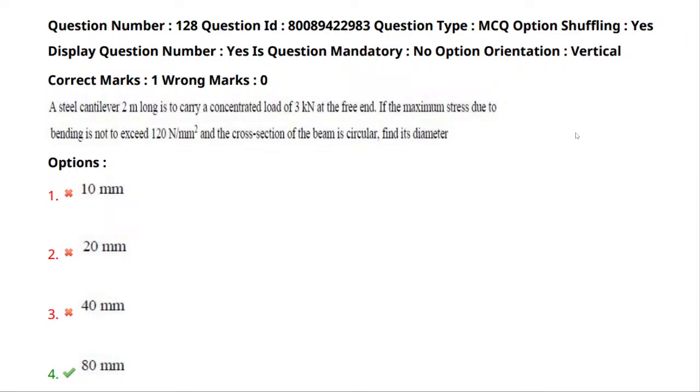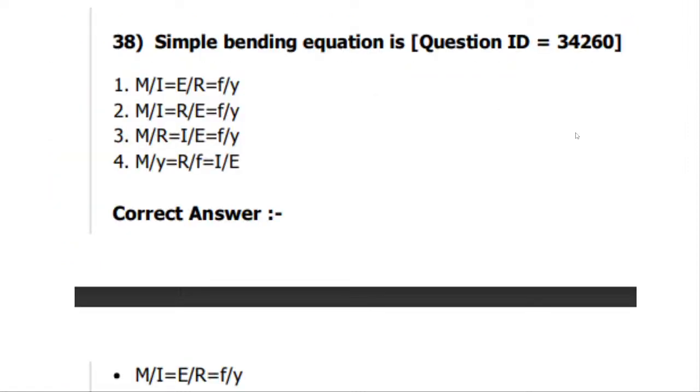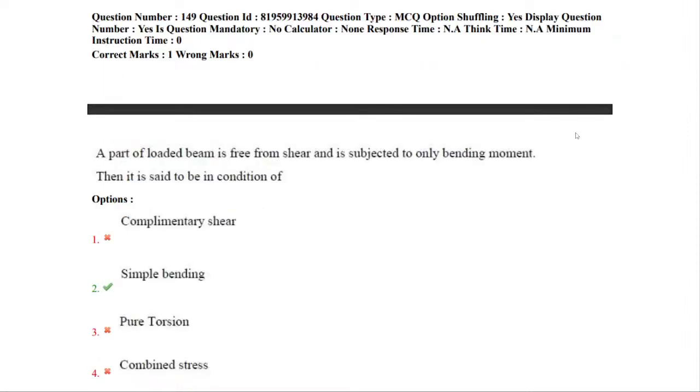So using this formula, you'll be getting the answer like this. Clear? Fine, everyone. Okay. This one you can easily say sigma by y is equal to m by I is equal to E by R, and there is nothing but option number 1 here. Sigma is shown in terms of F here. Clear? Understood?